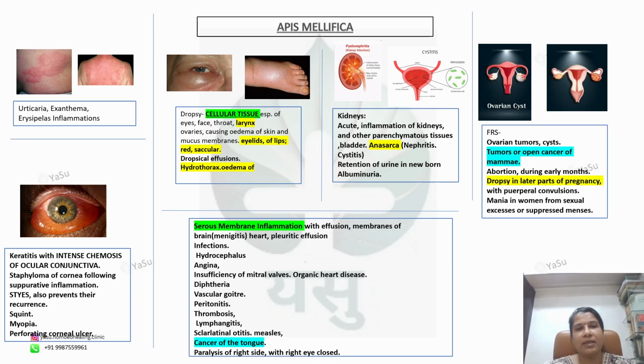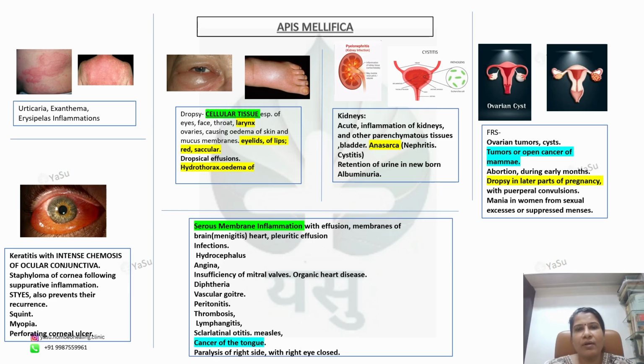So dropsy is an excessive accumulation or retention of fluids into extracellular tissue or into the cavities. I've made a separate Insta video on causes of dropsy. You can see that. So dropsy, especially of eyes, eyelids, lips, face, throat, larynx, ovaries, and also of hydrothorax, which is the lungs.